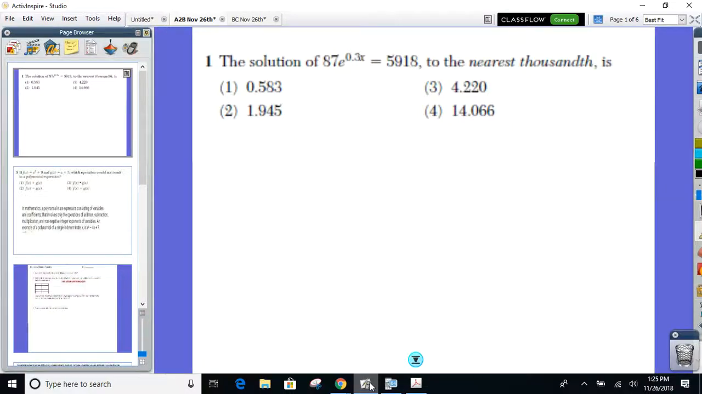Whew, right off the bat. How about this one, huh? What's the solution? It's got an E in it. Are you kidding me? This is number one. Number one. Here's the good news. You don't need to know how to solve it.